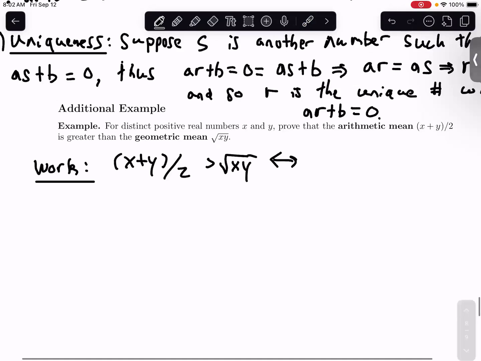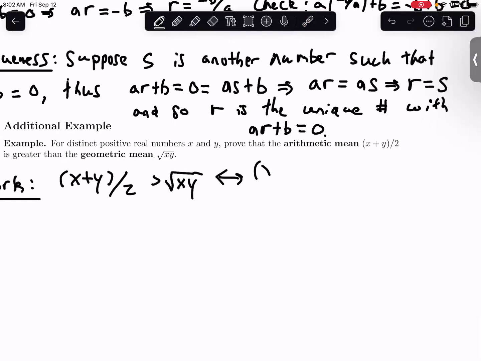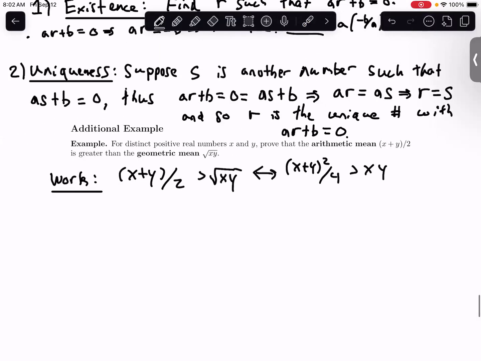If you take the square of both sides, this is the same thing as saying (x plus y) squared over 4 is greater than x times y. We don't like having denominators, so we can multiply everything by 4. If we multiply everything by 4, this inequality holds if and only if we have that (x plus y) squared is greater than 4 times x times y.